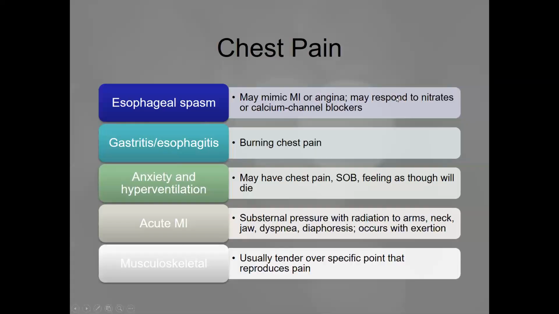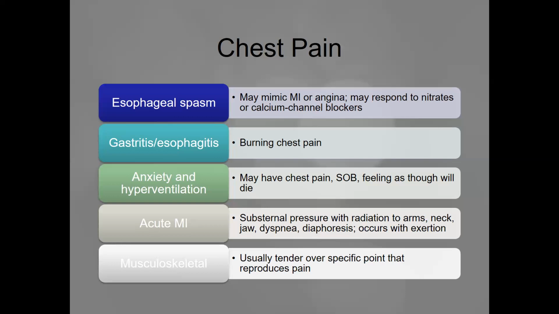So when we're looking here, there are some things that can cause chest pain. So being able to separate certain conditions and put your brain into the mindset of test takers could be helpful if chest pain is a part of your condition or case. So esophageal spasms can look like MIs or anginas. Gastritis or esophagitis, you're thinking of your burning, obviously anxiety or hyperventilation we have to have in this category. Acute MI, consider jaw, diaphoresis, left arm pain, or MSK, your costochondritis.